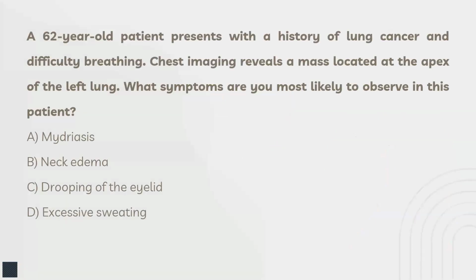All right, let's start. A 62-year-old patient presents with a history of lung cancer and difficulty breathing. Chest imaging reveals a mass located at the apex of the left lung. What symptoms are you most likely to observe in this patient?